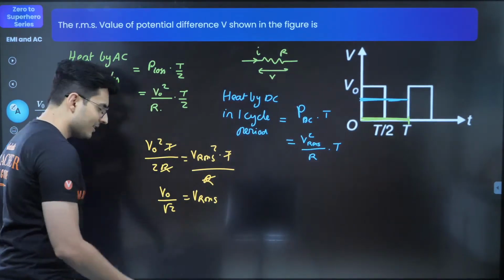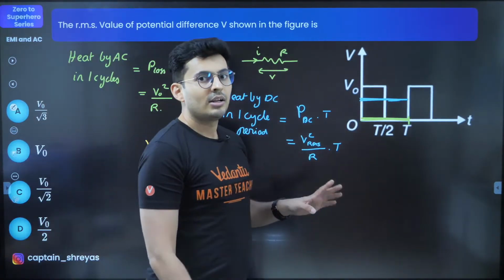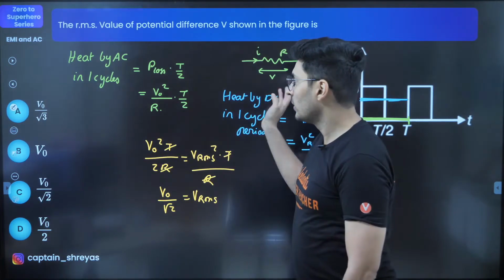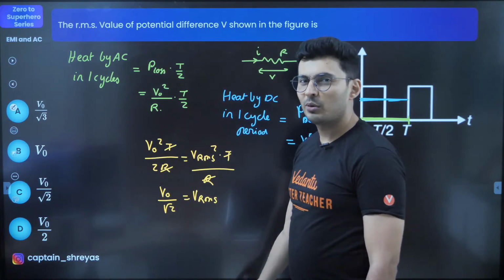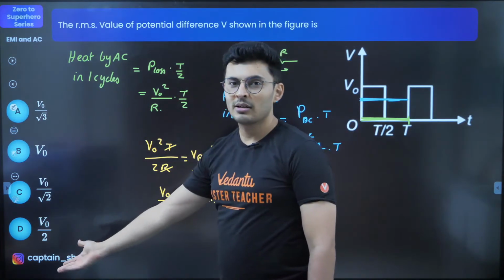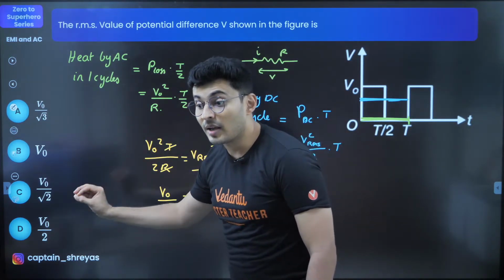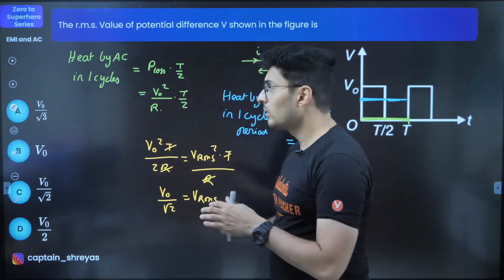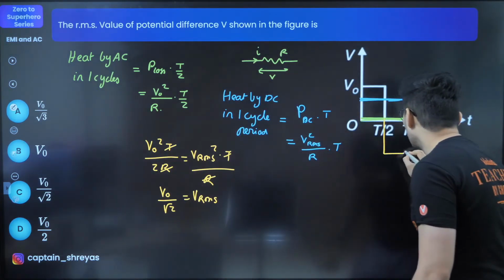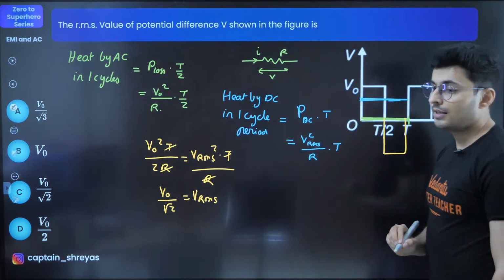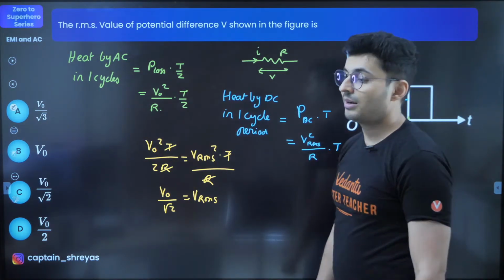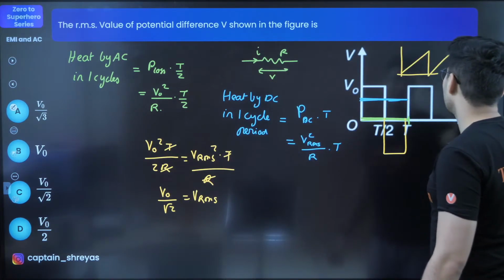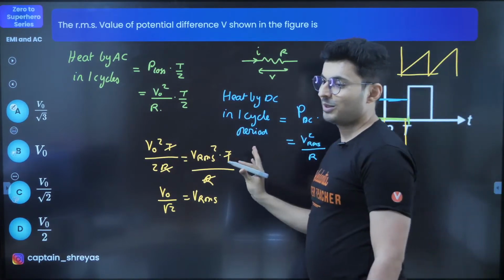Now I know what people will think: sir, I think you've gone mad. You have just unnecessarily wasted our time by doing all this. Anyways, I knew, sir, V naught by root 2. I would have marked it. No, guys, it was just by coincidence that it came out to be V naught by root 2. If the graph went down like this, or if the graph was something else, then it would not be V naught by root 2.